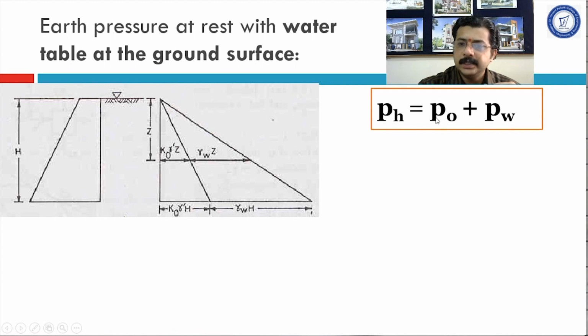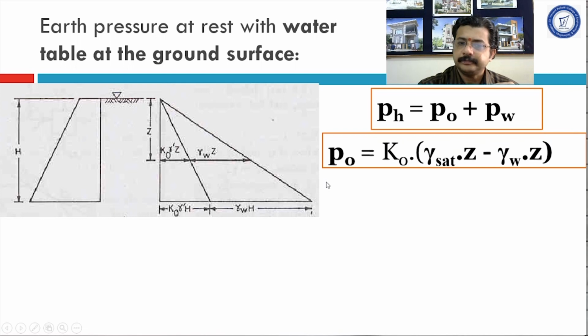How are these two terms determined? Let us see. P0 equals K0 multiplied by, this is a quantity in brackets, gamma saturated multiplied by Z minus gamma W into Z. What is this? See, K0 is the coefficient of earth pressure. This is known to us. Now consider any soil element at a depth Z. To make this equation general, we can say that we have considered a soil element at depth Z.